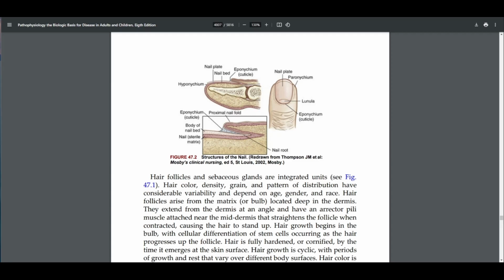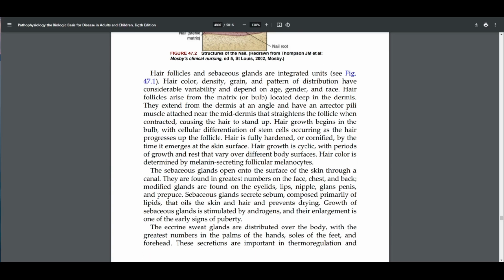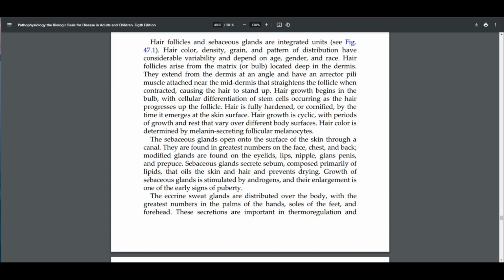Hair growth begins in the bulb, with cellular differentiation of the stem cells occurring as the hair progresses up the follicle. Hair is fully hardened, or cornified, by the time it emerges at the skin surface. Hair growth is cyclic, with periods of growth and rest that vary over different body surfaces. Hair color is determined by melanin-secreting follicular melanocytes.